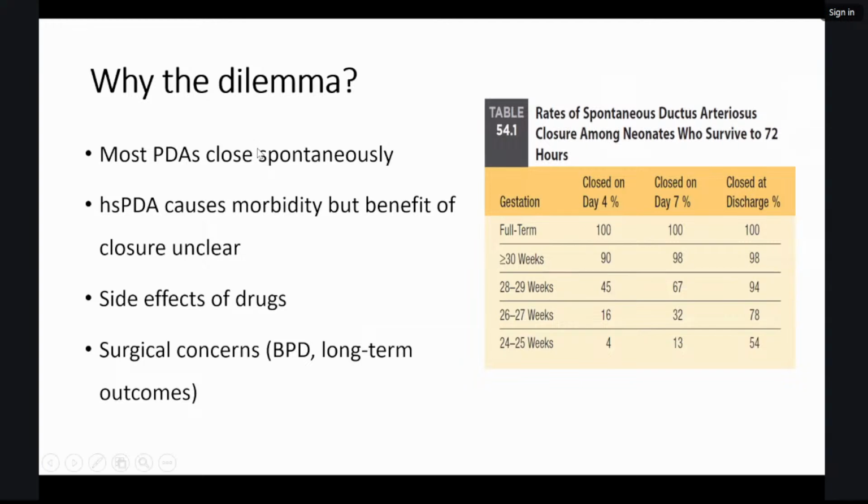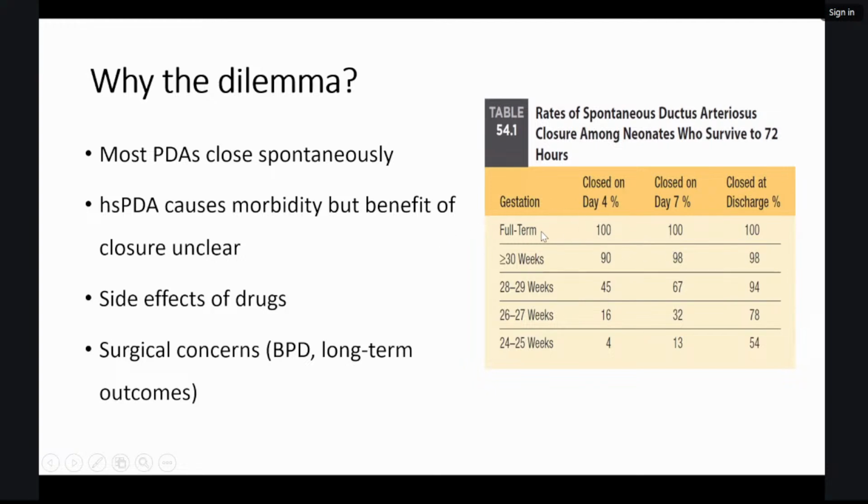Because, as we saw from the previous discussion also, PDA most of the time closes spontaneously, especially in the preterm neonate. So we have to wait and watch in most conditions in stable neonates without any abnormalities or morbidities, and look for whether the PDA closes spontaneously or not. As we can see from this table, the rate of spontaneous ductus arteriosus closure among neonates who survive to 72 hours of age.